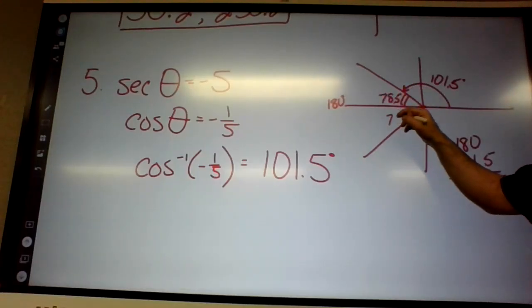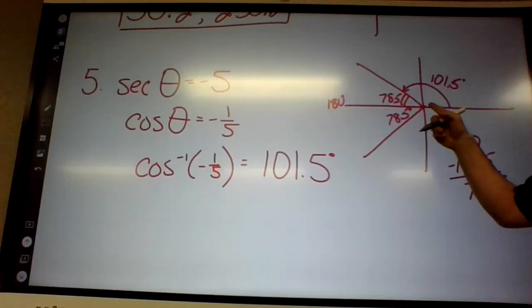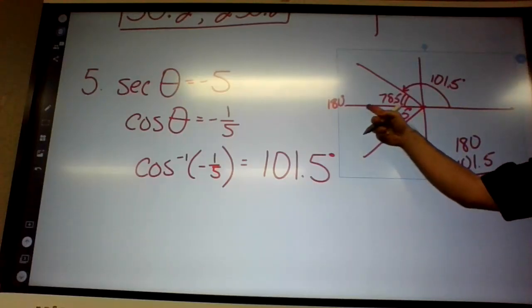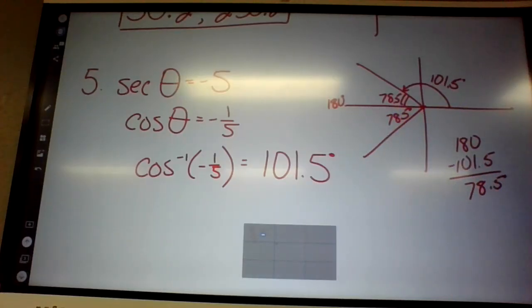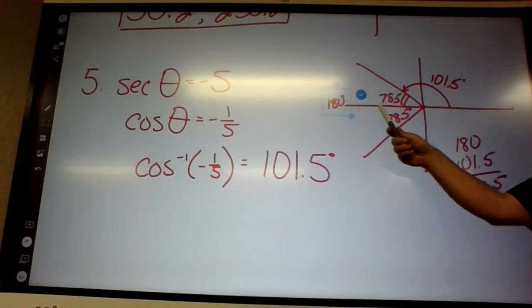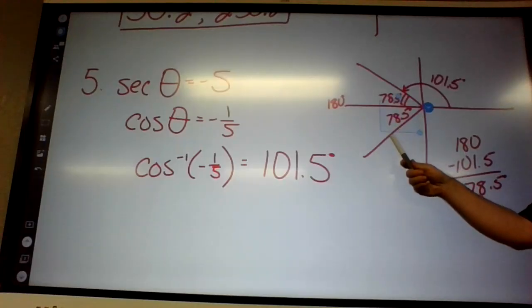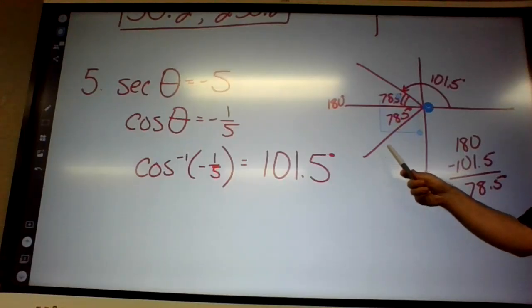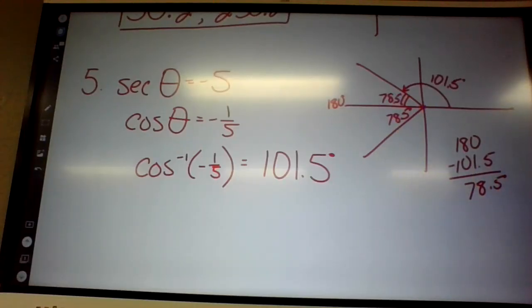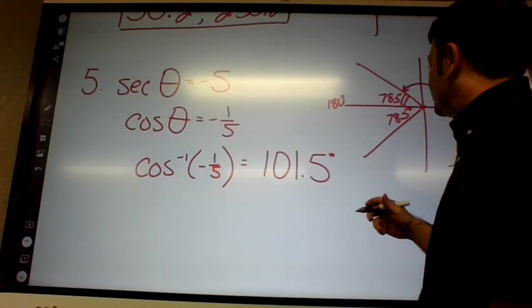And we need the reference angle because that's how far away this third quadrant angle is going to be from the x-axis. So we need to do 180 plus 78.5 to find this angle. So 180 plus 78.5 is 258.5.